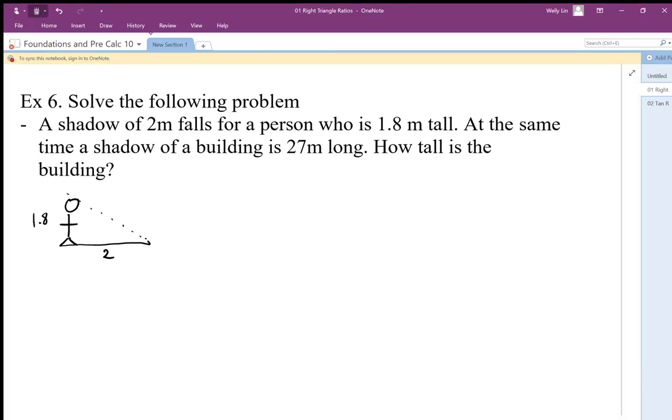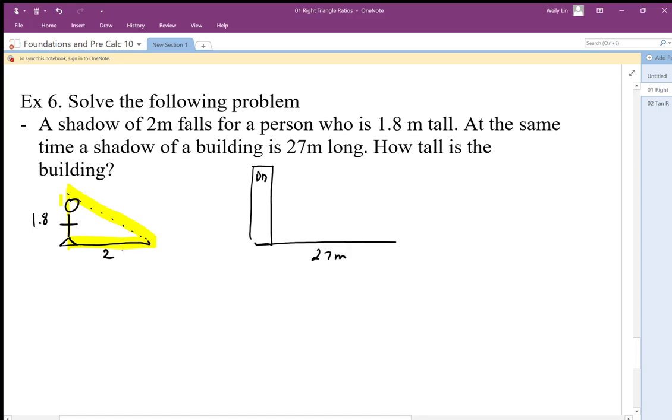If that's not clear, there's my right triangle. And at the same time we have a shadow of a building, which is a similar triangle. We have our building here, with a couple of windows up here, and the shadow is 27 meters long. What we're trying to do is find the height of that building.